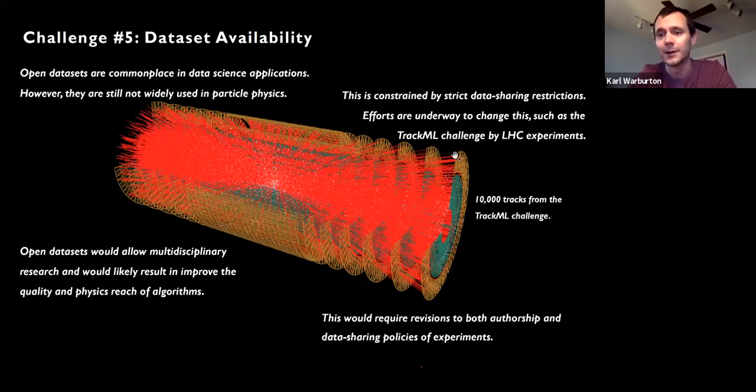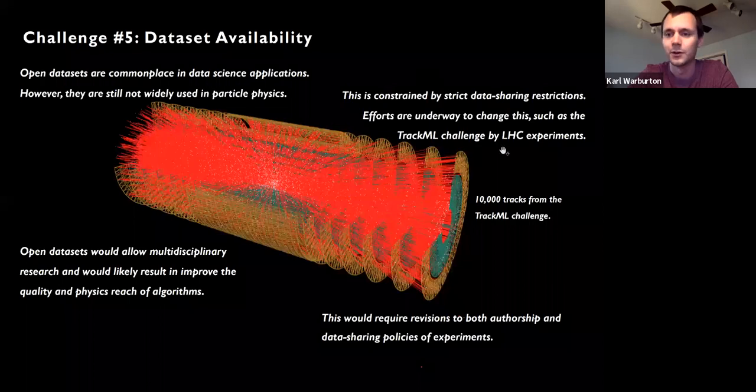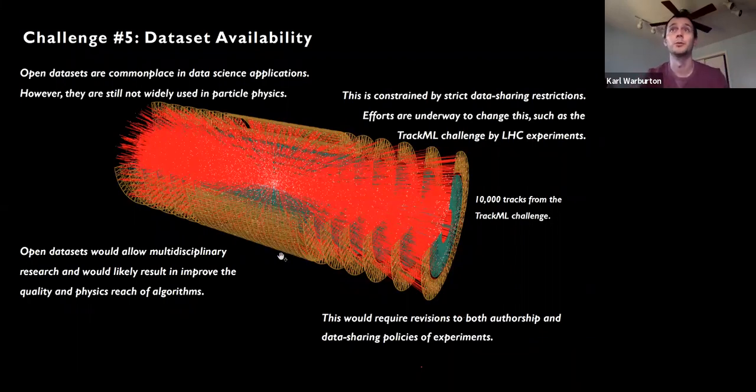So there's the TrackML challenge, which was initiated by the LHC experiments. Here you can see 10,000 simulated tracks in an LHC detector, and it'd be really great if all of particle physics could move to doing something like this. Open data sets would allow multidisciplinary research, and would inevitably improve the quality and physics reach of our algorithms. But it would require quite fundamental changes to some of the policies of experiments.